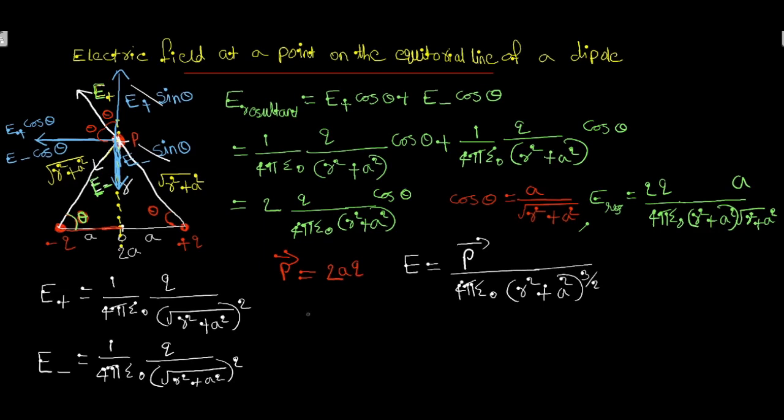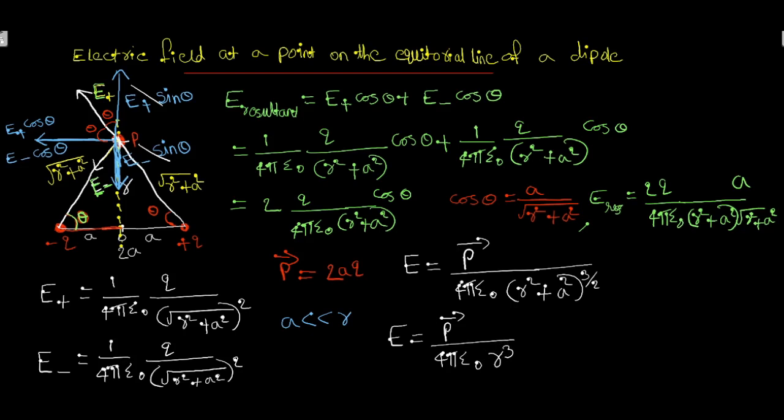Next we consider that the distance a is very much less than the distance r, because in a dipole the two charges are very close together. So we can neglect the term a in this equation. We get E equal to the dipole moment P divided by 4 pi epsilon 0, and r square the whole raised to 3 by 2 is r cube.